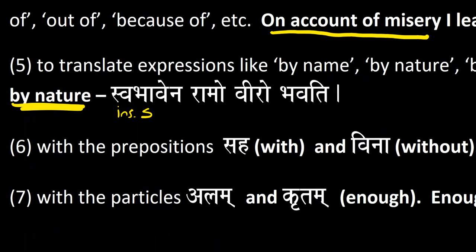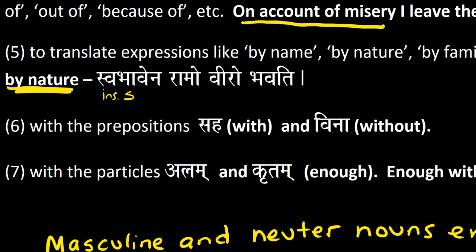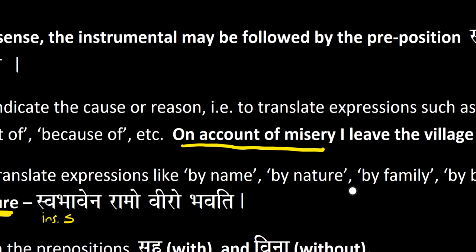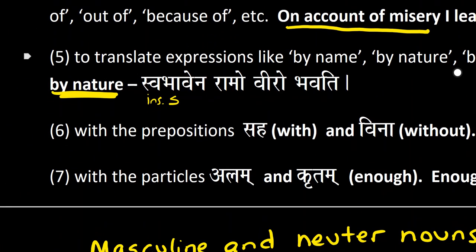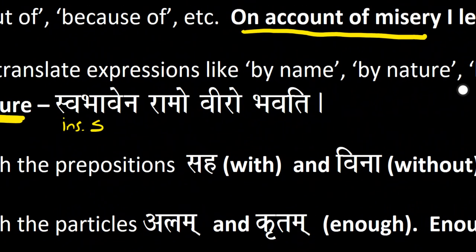And then also, the instrumental case is used with the prepositions saha and vina, which is without. We already went over saha. We already went over this sentence. The example sentence that we used just now was Dasena saha gachami. I go with the servant. So that governs the accusative.